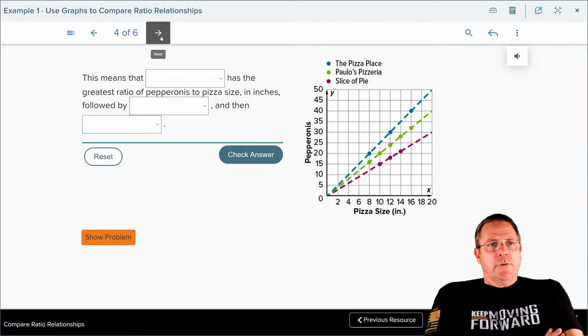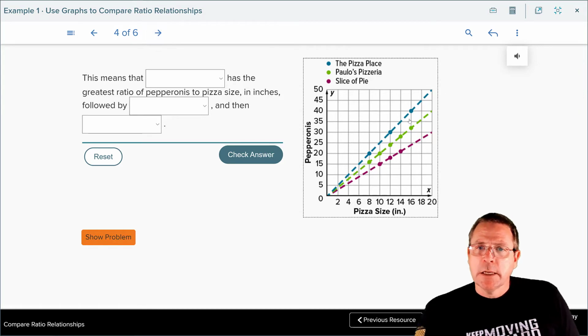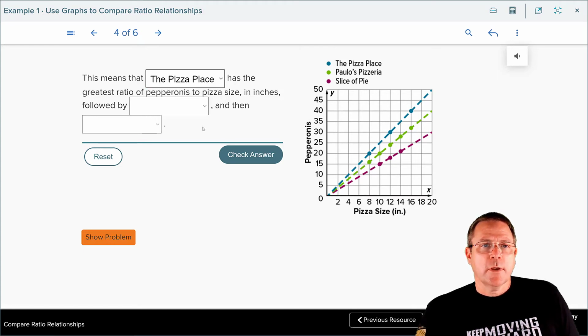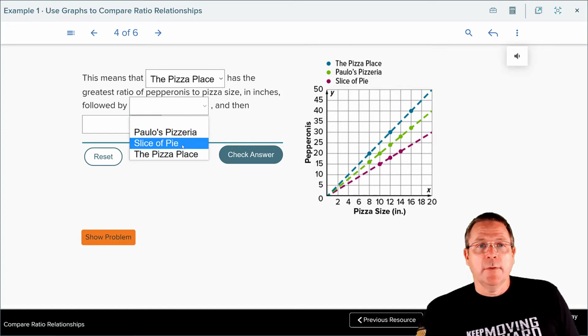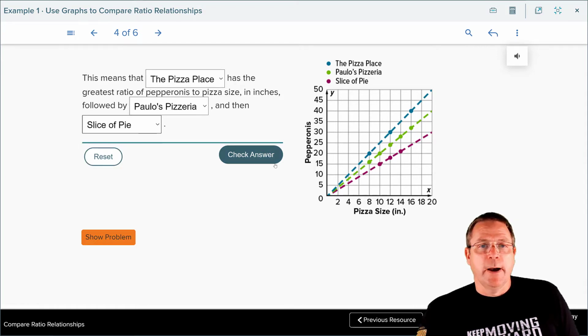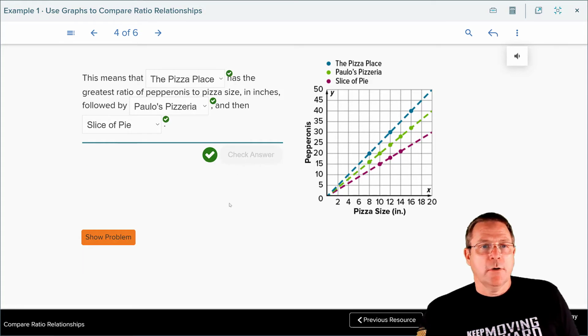All right, my turn to answer them. That means that blank has the greatest ratio of pepperonis to pizza size. So who has the most pepperonis? That's my blue line. That's going to be Pizza Palace. So I'm going to select Pizza Palace there, followed by, who's the next one? That's going to be the green one, Paolo's Pizza, and then the loser is going to be Slice of Pie. From there, we're going to check our answers, and everything checked.